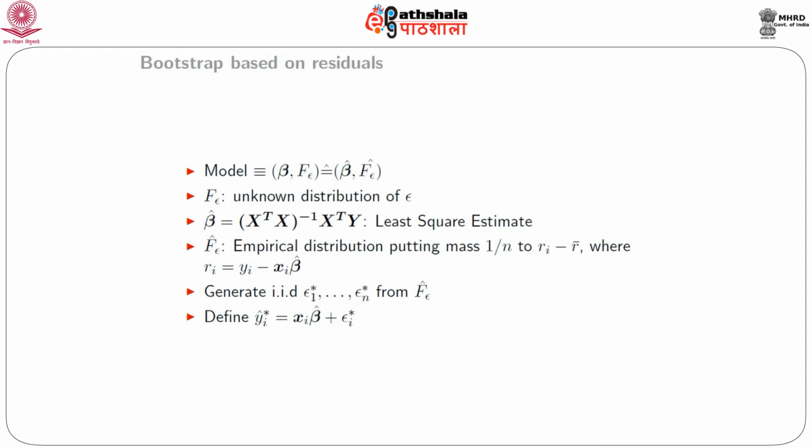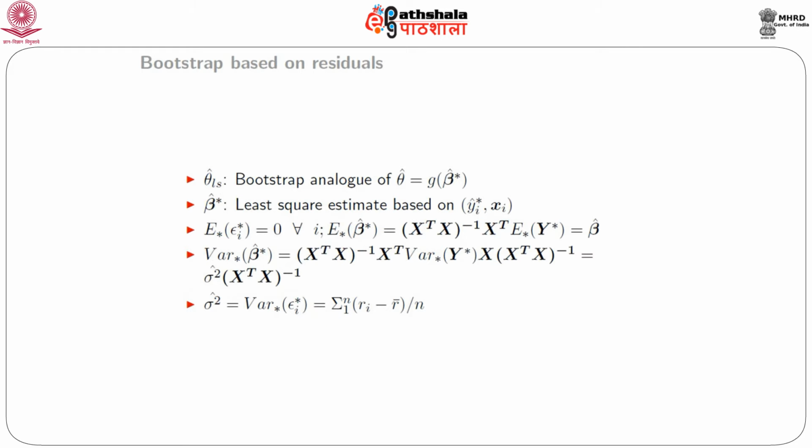Now, generate IID data epsilon_1 star, epsilon_2 star to epsilon_n star from F hat epsilon. Define y_i star, which is x_i transpose beta hat plus epsilon_i star. So, x_i transpose beta hat is the fitted observations from the least squares, and to that we add the IID errors that we generated from F hat epsilon.